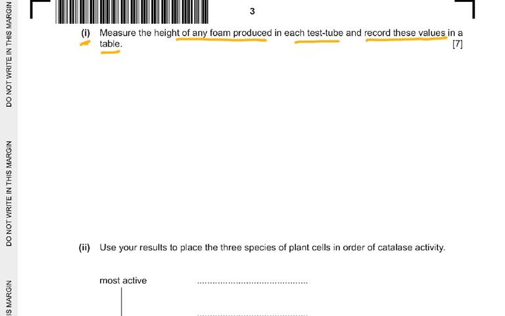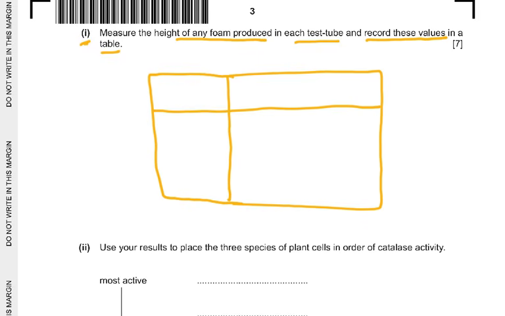Then it says measure the height of any foam produced in each test tube and record these values in a table. Now the table rule is what? First is the independent variable which must go on the first column. Now when you make a table, there should always be at least two or three columns depending on the information given to you. So drawn with ruled lines. So this is the first thing, is that it is drawn with ruled lines.